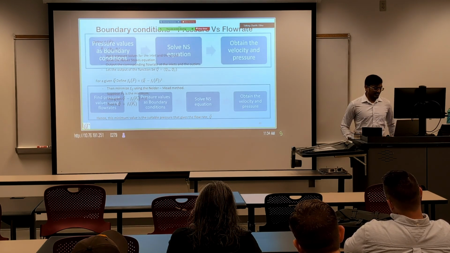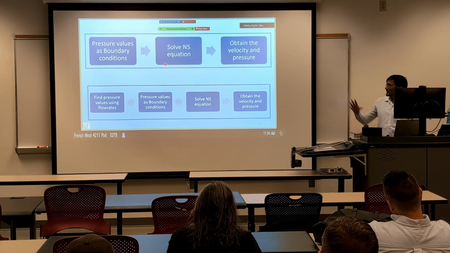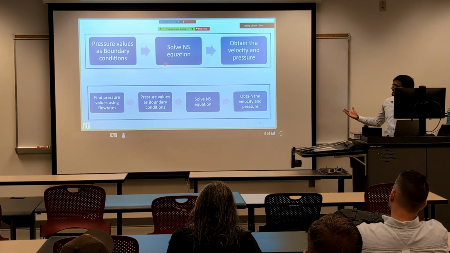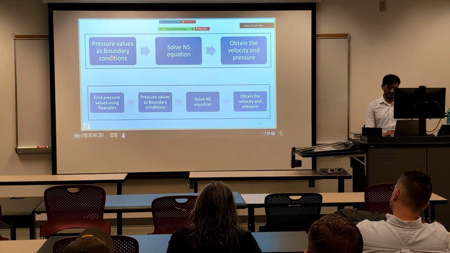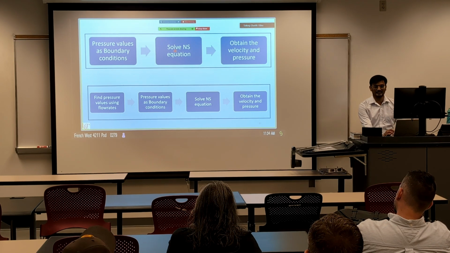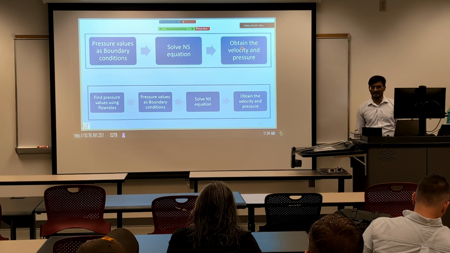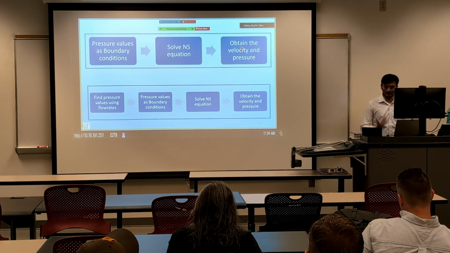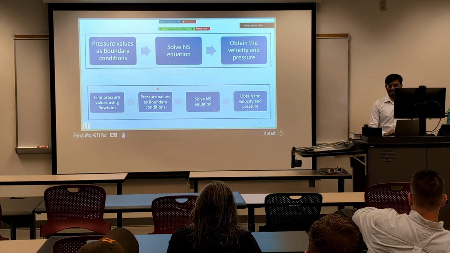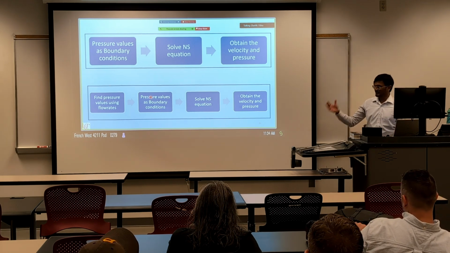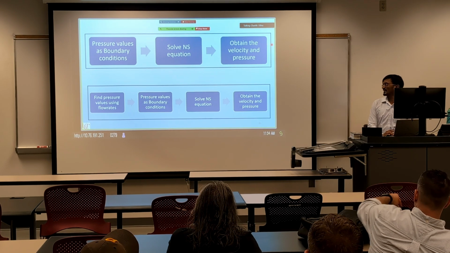Okay, so now we have another problem here. These are the two main criteria to solve this problem. If you already have the pressure values, you can directly use them as boundary conditions, solve the Navier-Stokes equation and obtain the solution. And if you don't have the pressure values, if you only have the flow rate values, you can first convert them into the pressure values by using the algorithm I mentioned earlier. Then it's the same criteria.